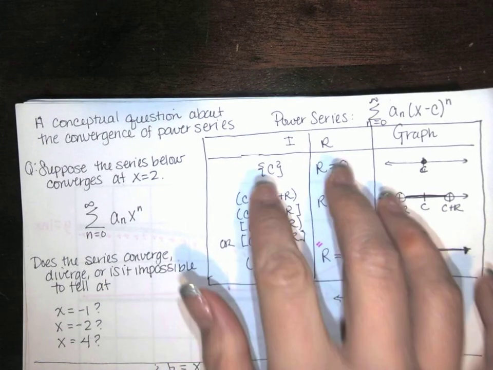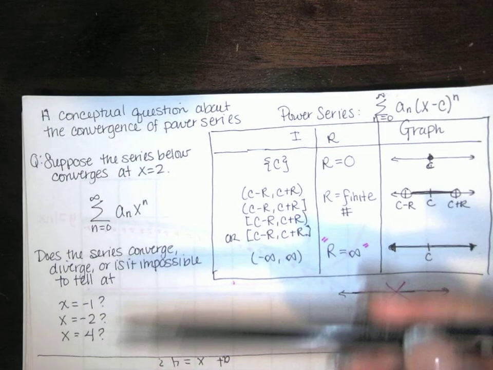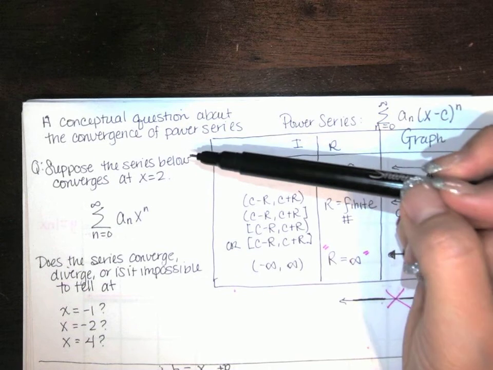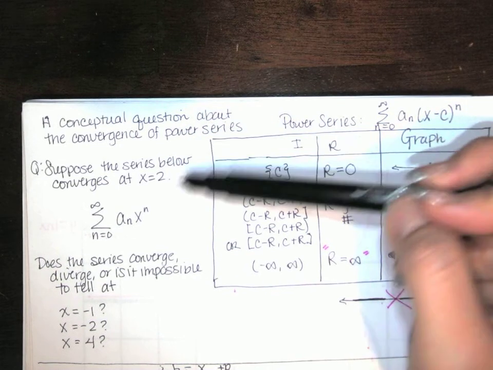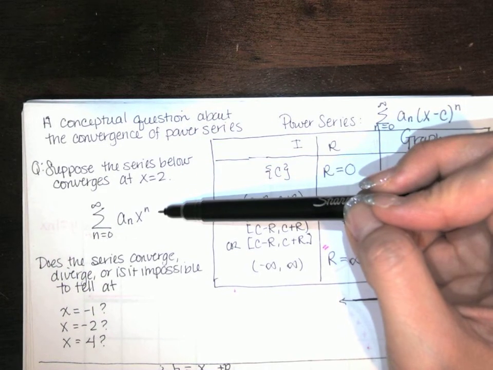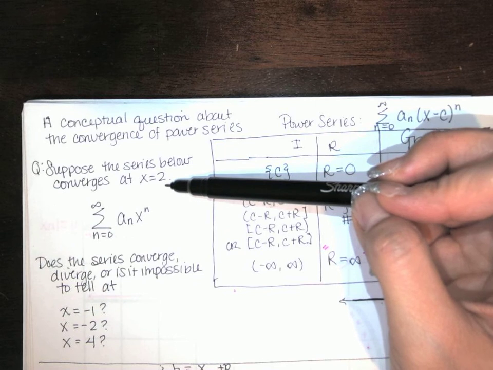So this question is getting to the heart of whether or not you understand this. I don't remember which textbook this came from, but it says, suppose we've got a series that looks like this, and we know that it converges at x equals 2.